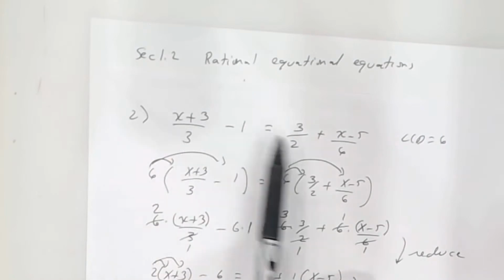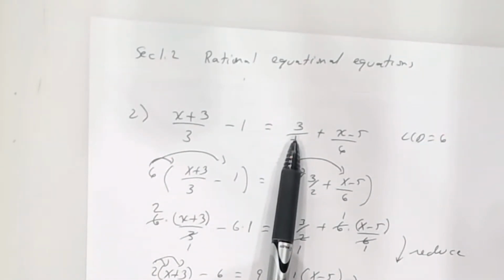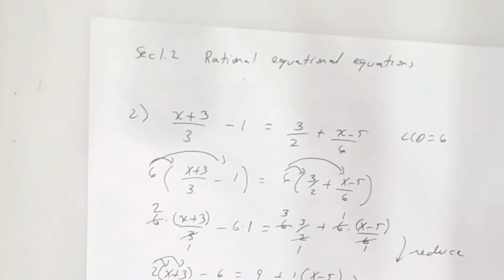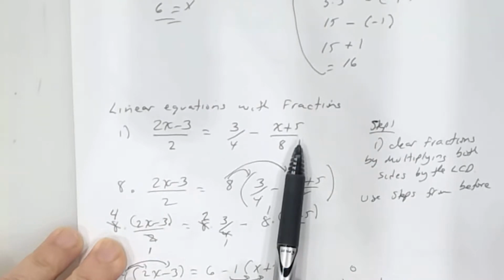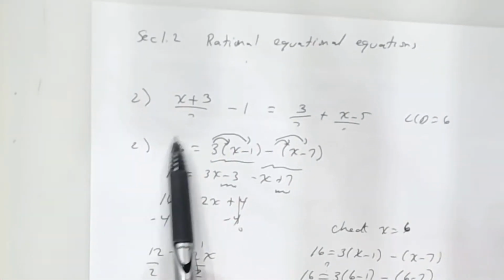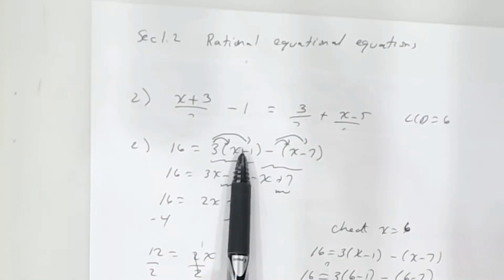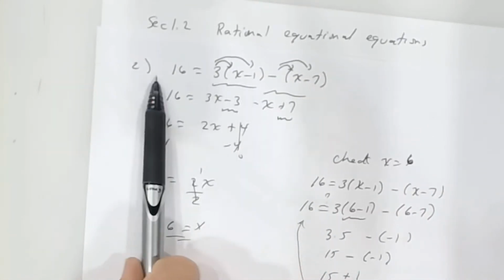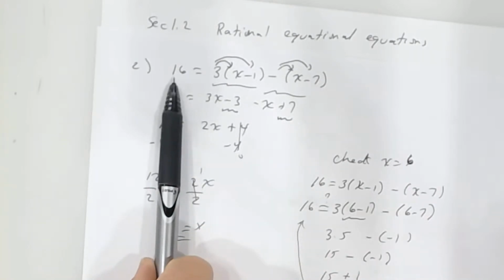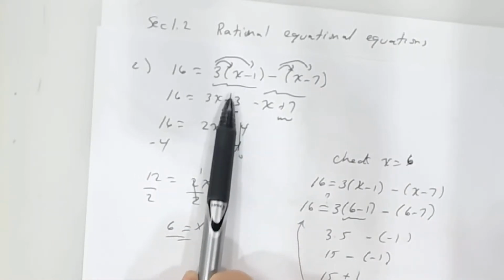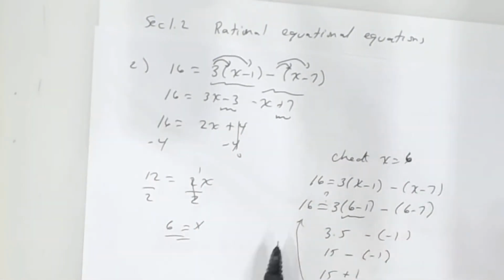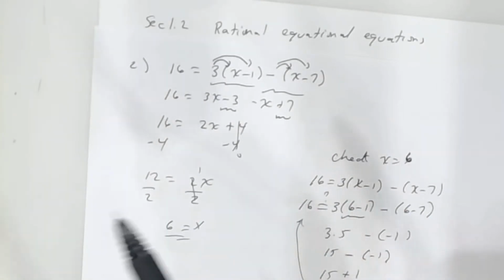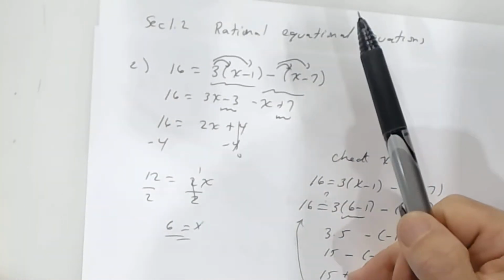So number 2, even though it's linear, it's still considered a what? Rational equation. Number 1, this is also a what? Rational equation. Number 2 up here, even though you don't see any fractions, it is still a what? Rational equation, because 16, you can say 16 divided by 1. It's a fraction. 3 times x minus 1 divided by 1. X minus 7 divided by 1. So everything we've done so far, even though we said they were linear, they're also what? Rational equations.